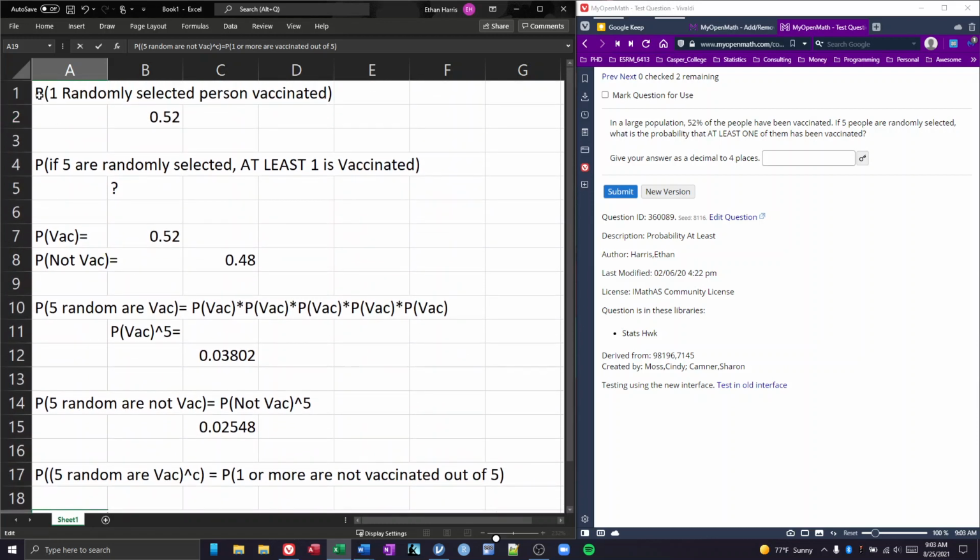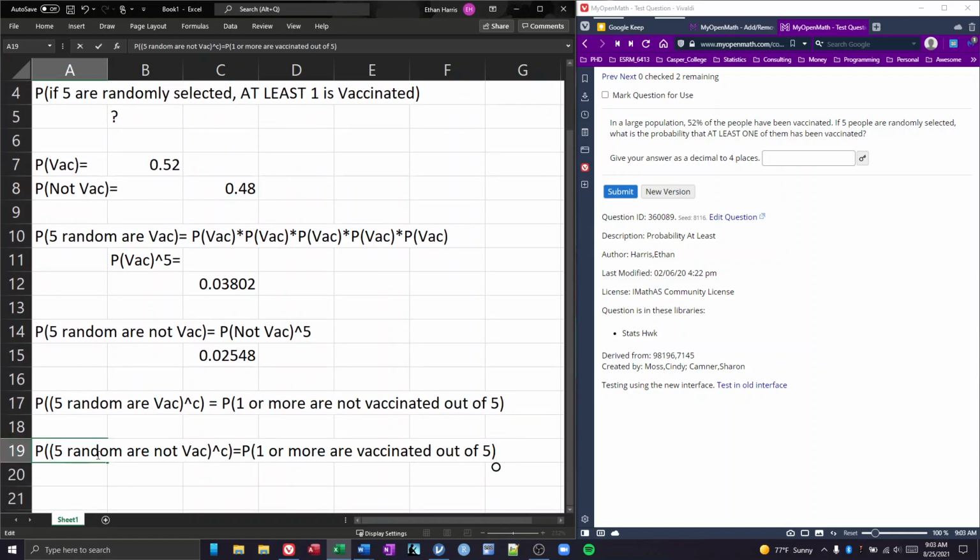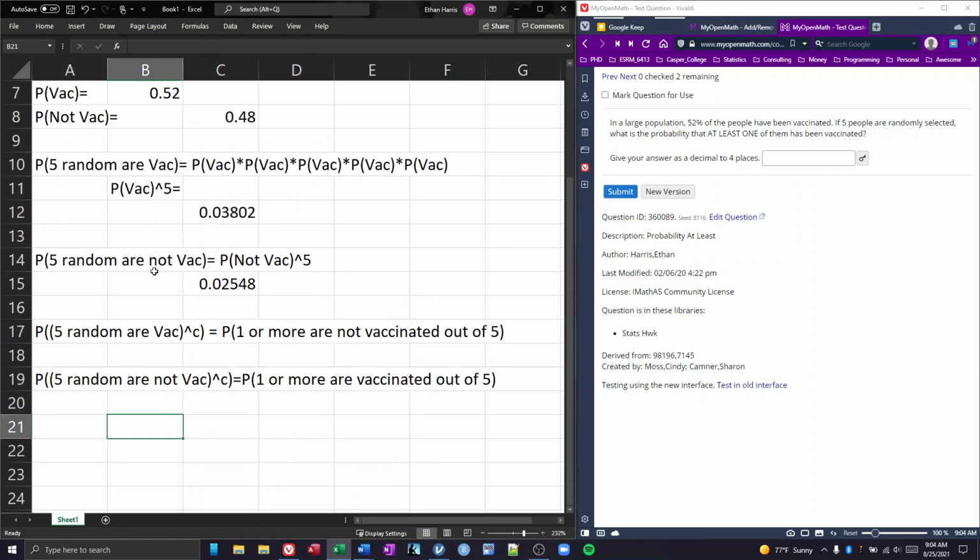So we are looking for the probability that if 5 are randomly selected, at least 1 is vaccinated. And we got down here finally with taking the complement of this one right here, the probability of 1 or more vaccinated out of the 5, which is what we were looking for. So in order to do that, we would do 1 minus this probability that we calculated. And there's a 97% chance, so 0.9745, that at least 1 had been vaccinated.